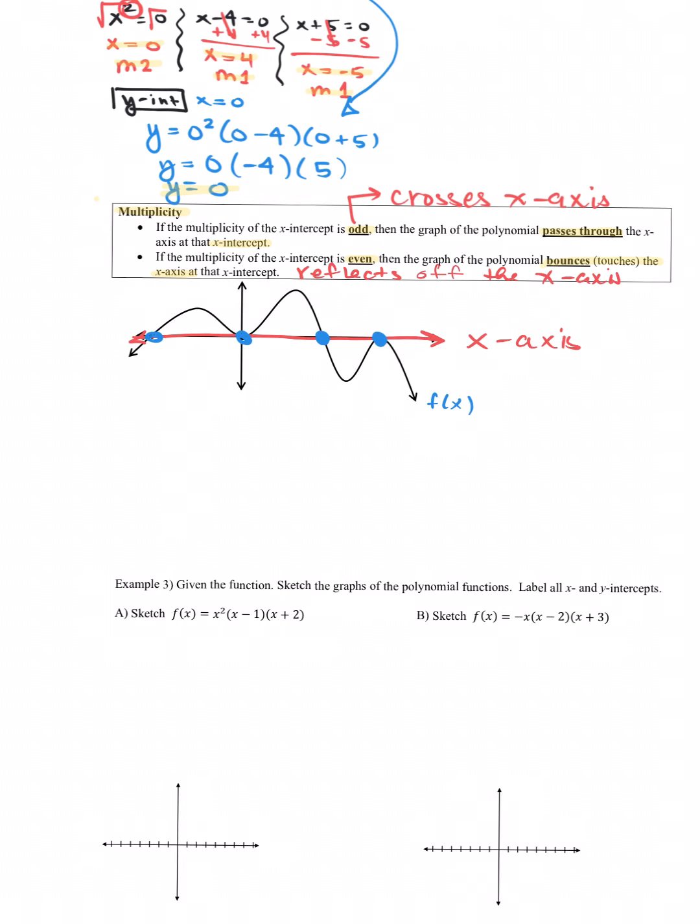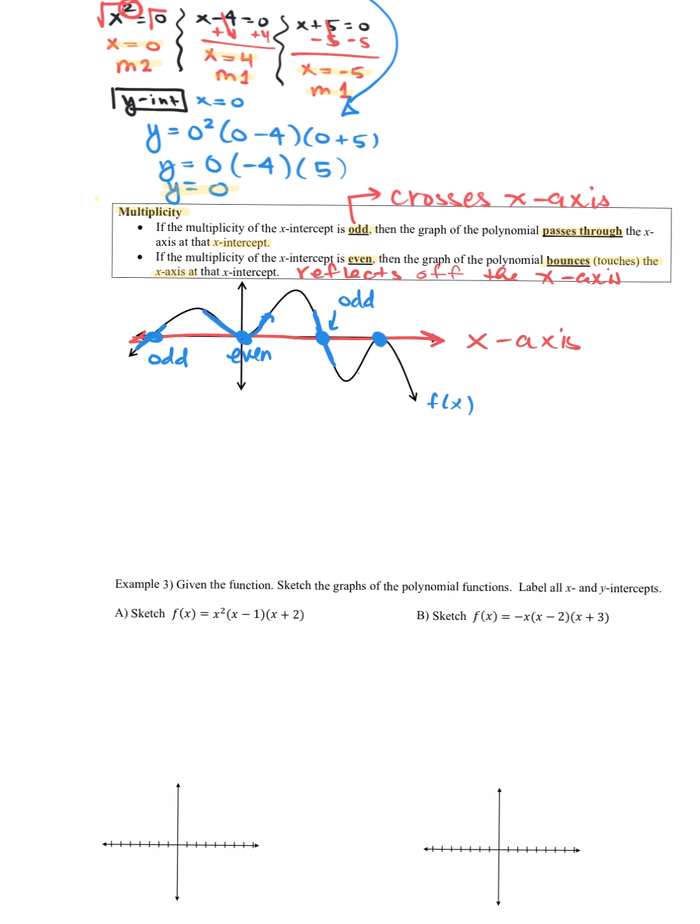On this first one, because the graph was below and above it, so it goes all the way through the x-axis, that means the multiplicity is odd. Whereas right here, the graph goes down and then quickly turns and comes back up, so the multiplicity is even. Again, we call it a bounce or reflection because it doesn't actually cut through, it goes down and comes back up. Right here, this graph goes all the way through the x-axis at that point, so that would be an odd multiplicity. So it goes all the way through.